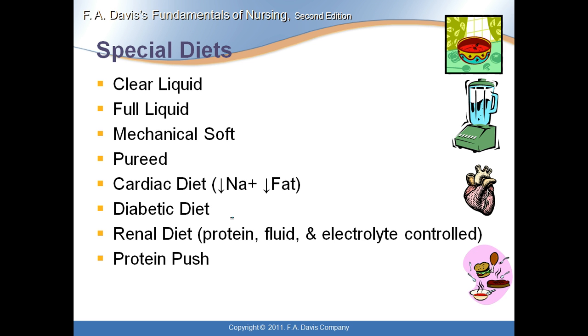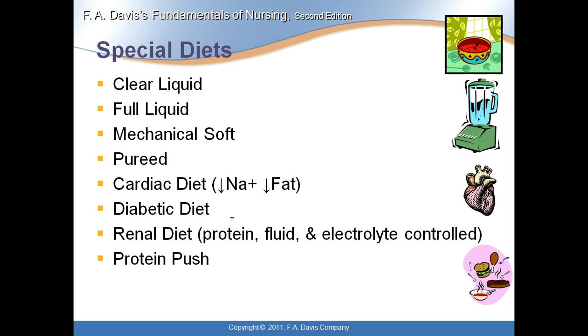We have full liquid, which is soups, milks, puddings, custards, hot cereals, and yogurts. We also have mechanical soft, which is any food that's easy for your patient to chew. So usually it's like pastas and chickens and eggs, things that they're able to chew easily and swallow easy. We have pureed, so that's any food that you can imagine that is able to be put into a blender and they blend it.